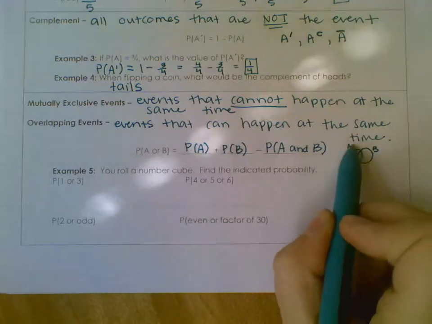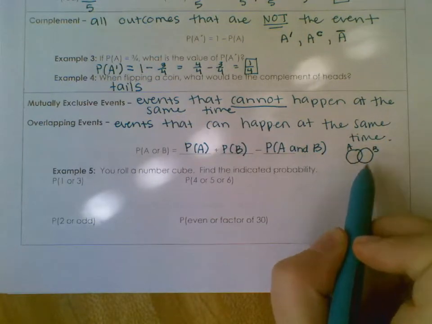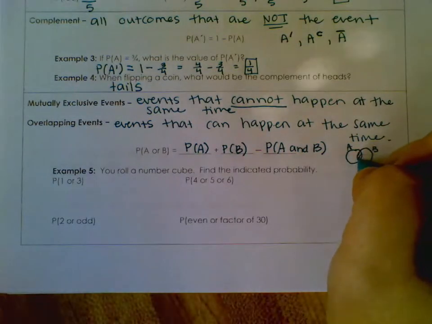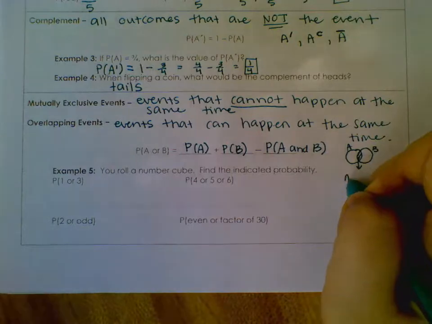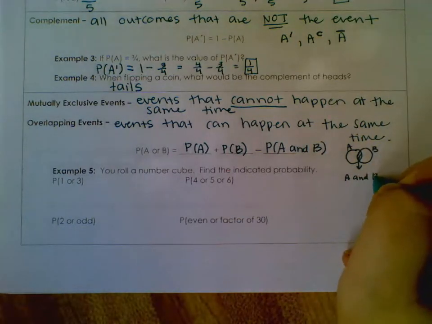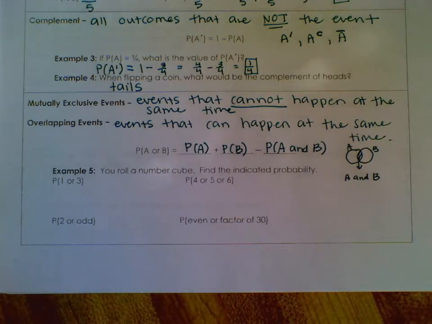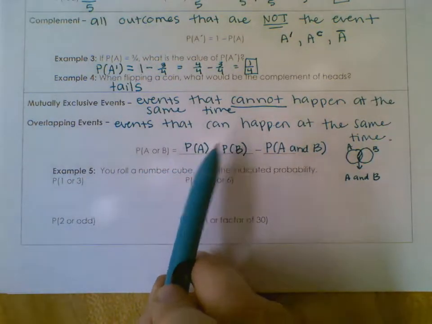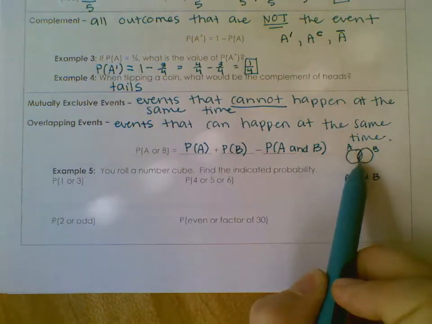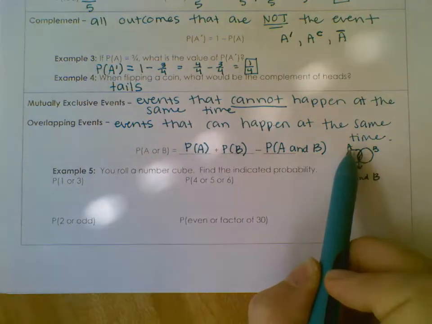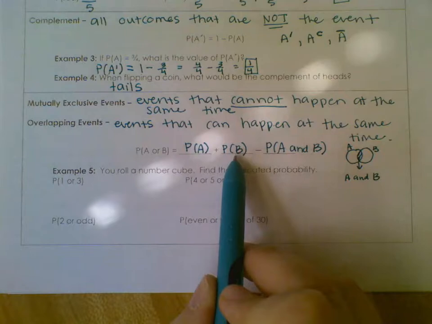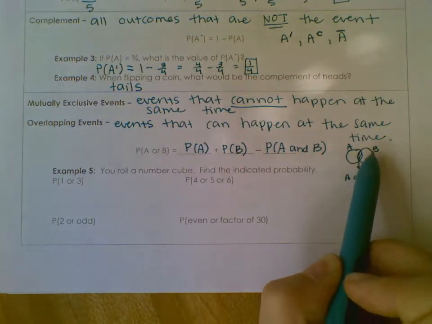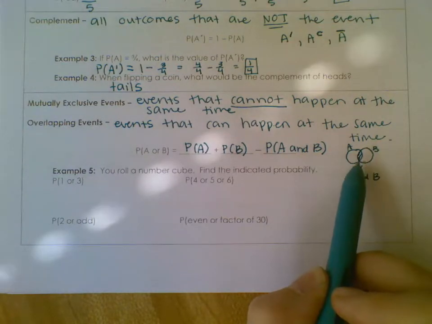So everything that's inside of this circle is A. Everything that's inside of this circle is B. And what overlaps in the middle is A and B happening at the same time. So if I'm trying to find the probability that A or B will happen, I'm going to take the probability of A, everything inside that circle, including the overlap, plus the probability of B, which is everything inside the B circle, including the overlap. So what just happened there?